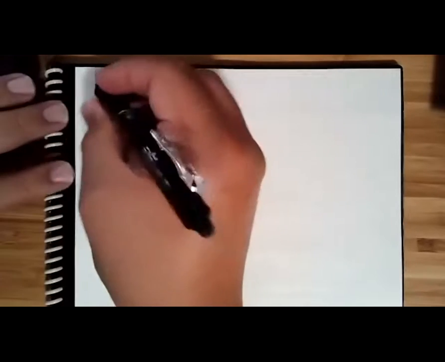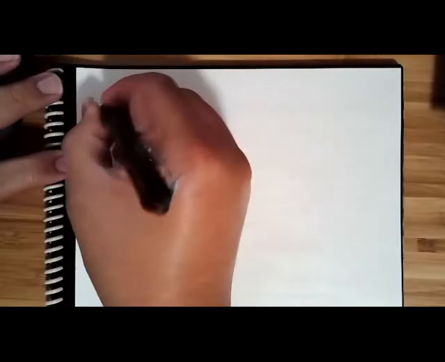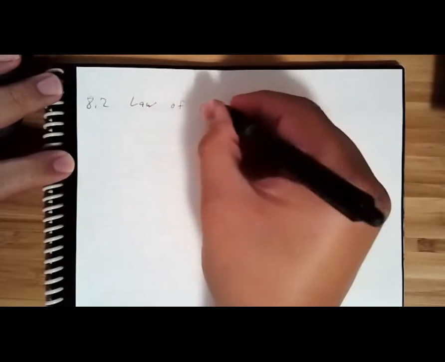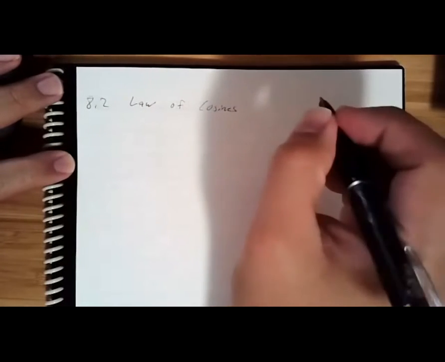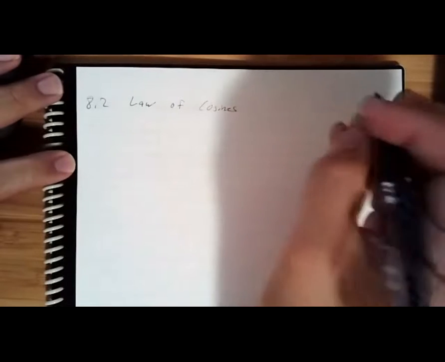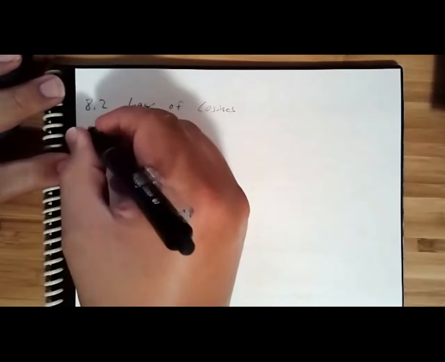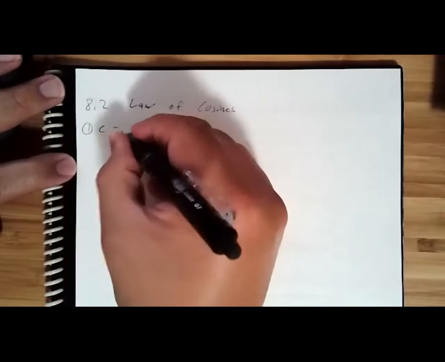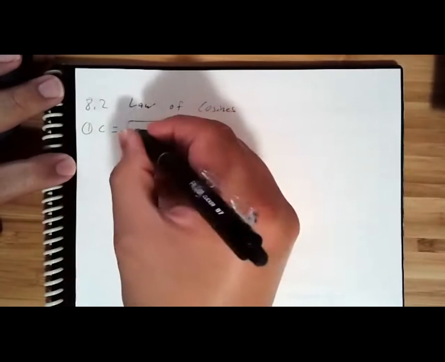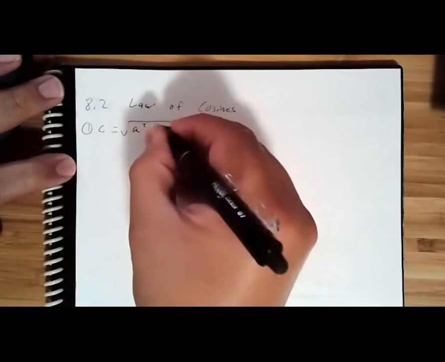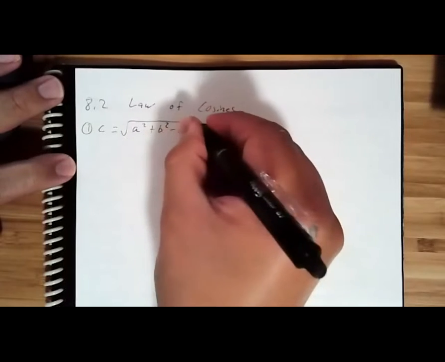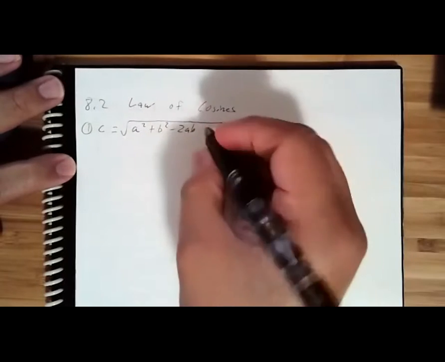This is 8.2, law of cosines. So the first theorem: c is equal to the square root of a squared plus b squared minus 2ab cosine of C.